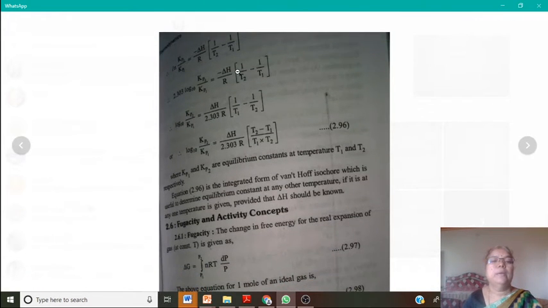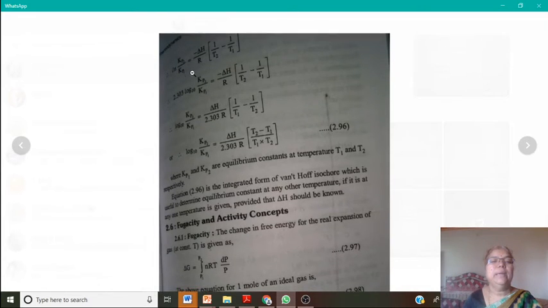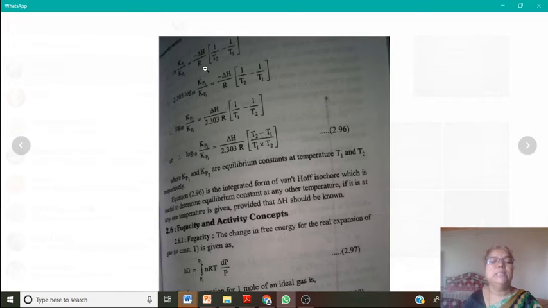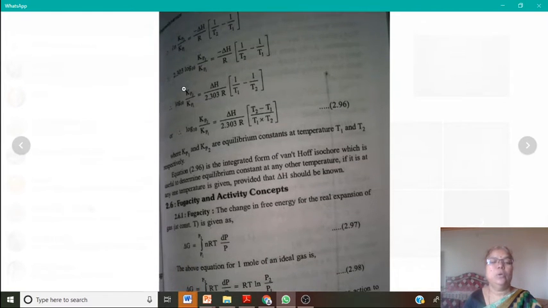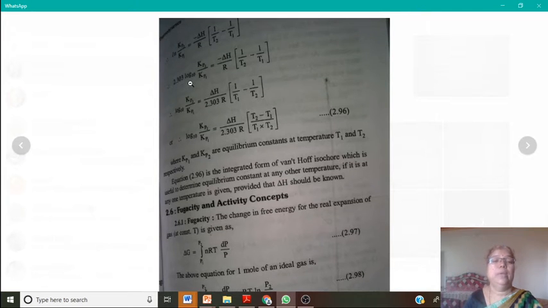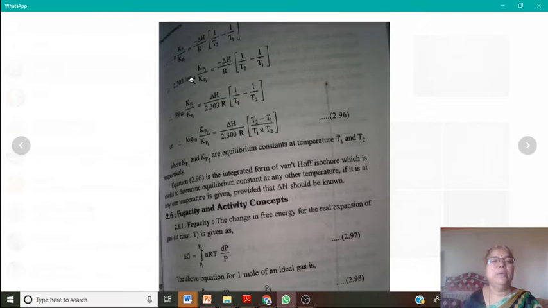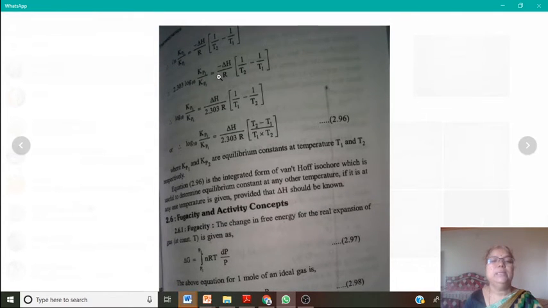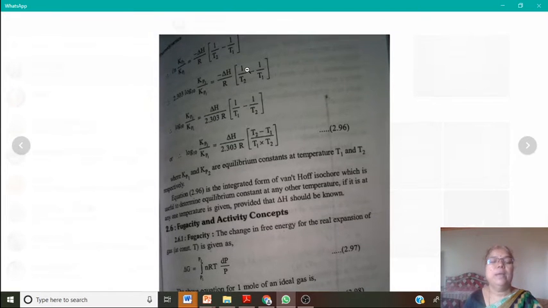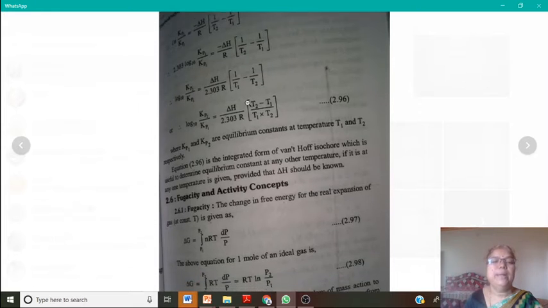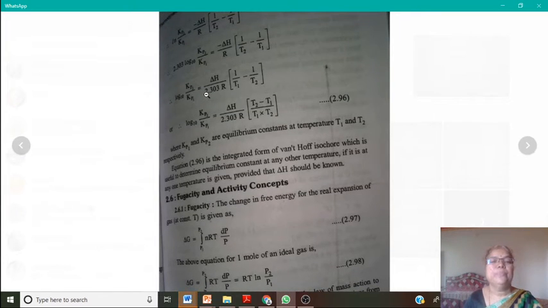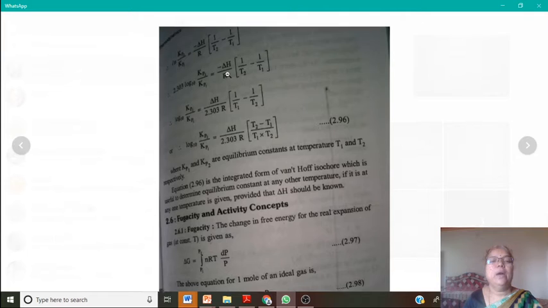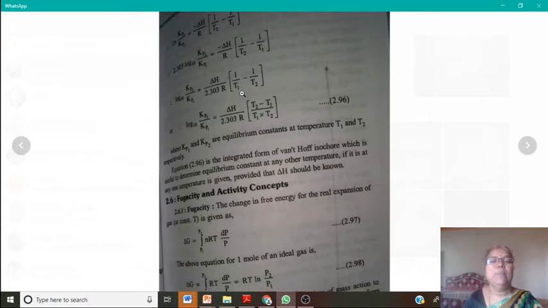So we can write ln Kp2/Kp1 equal to minus ΔH upon R in bracket 1/T2 minus 1/T1. Changing the natural log to log base 10, we can write 2.303 log10 Kp2/Kp1 equal to minus ΔH upon R in bracket 1/T2 minus 1/T1. Again, log10 Kp2/Kp1 equals ΔH upon 2.303 R into, removing the negative sign, 1/T1 minus 1/T2.